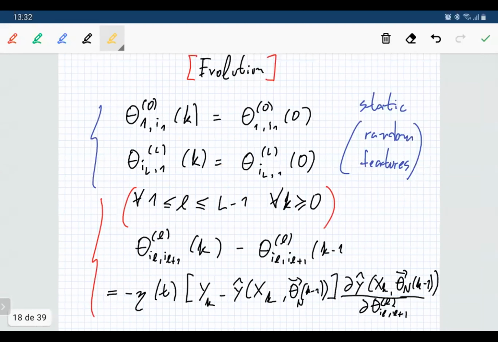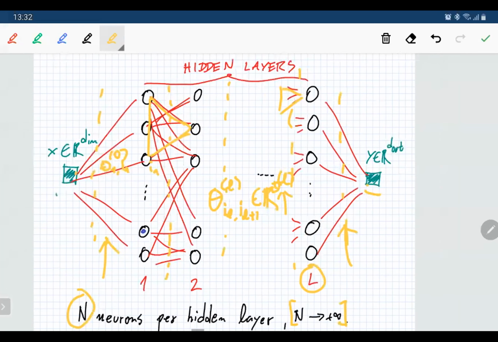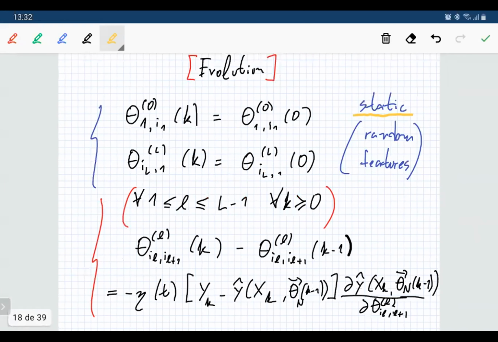Now the evolution is going to look a little bit funny. For technical reasons, which I'm going to briefly allude to later, it's a technical assumption that has been lifted in later work by others, which I'm going to discuss later. We're going to assume that, going back to the picture, the weights between the input and layer 1 and the weights between layer L and the output remain fixed. So these weights are not going to be learned. You can say they're random features. The first layer of the network has random features of the input, and you also have random features close to the output.